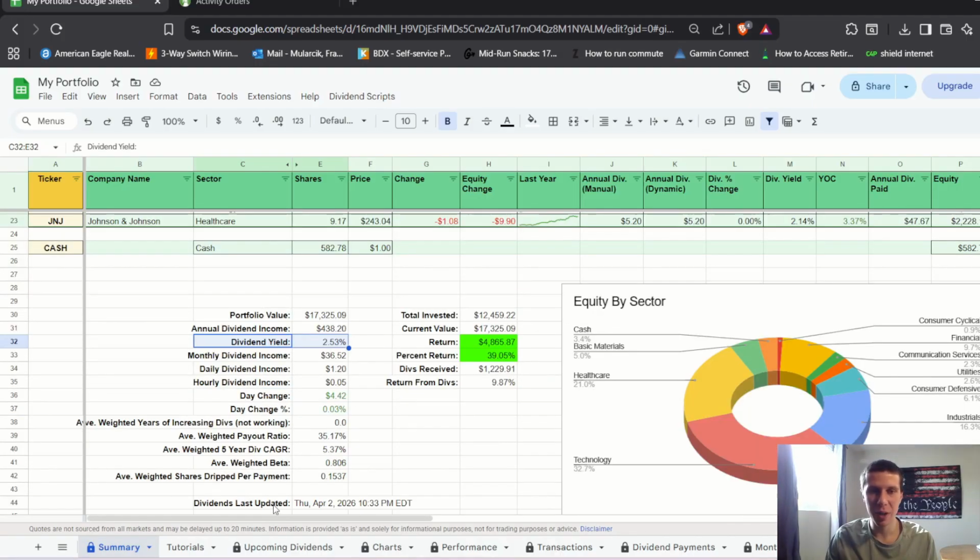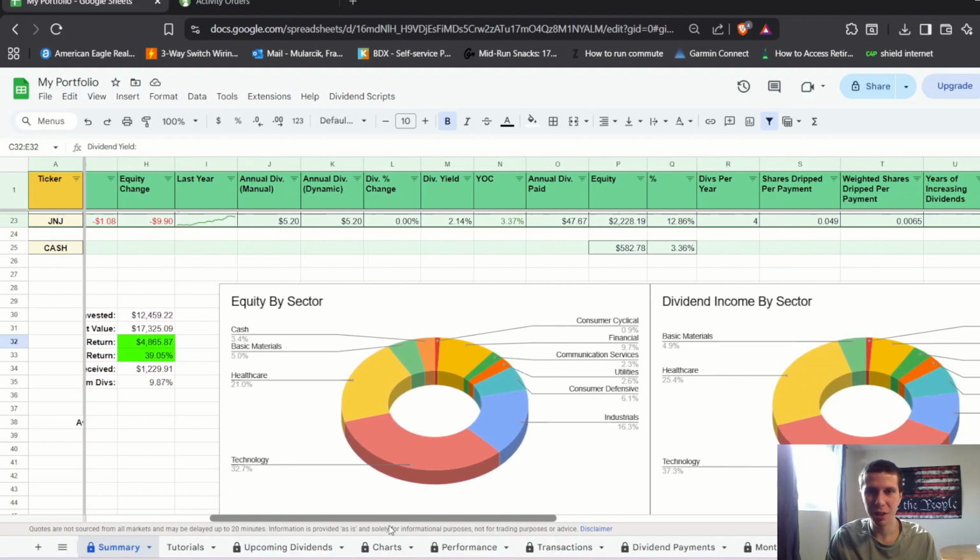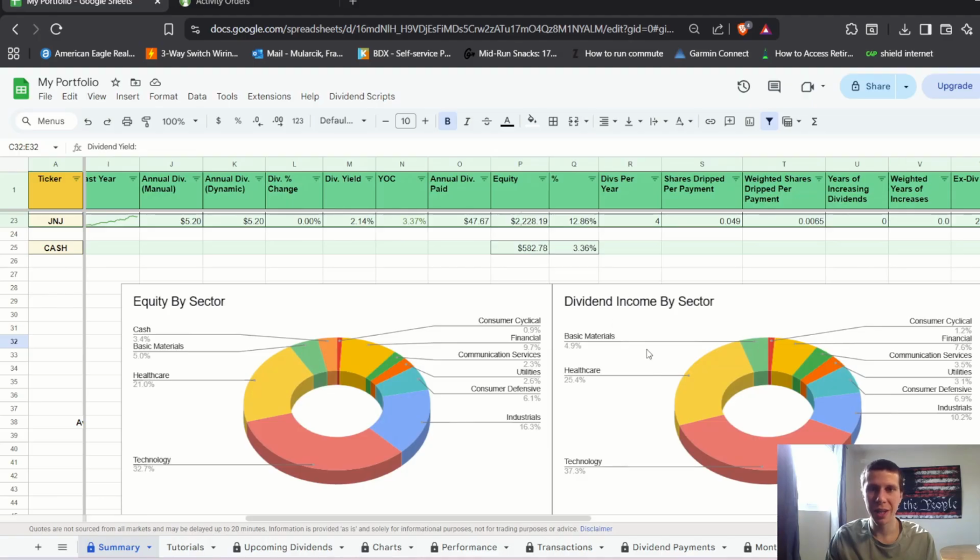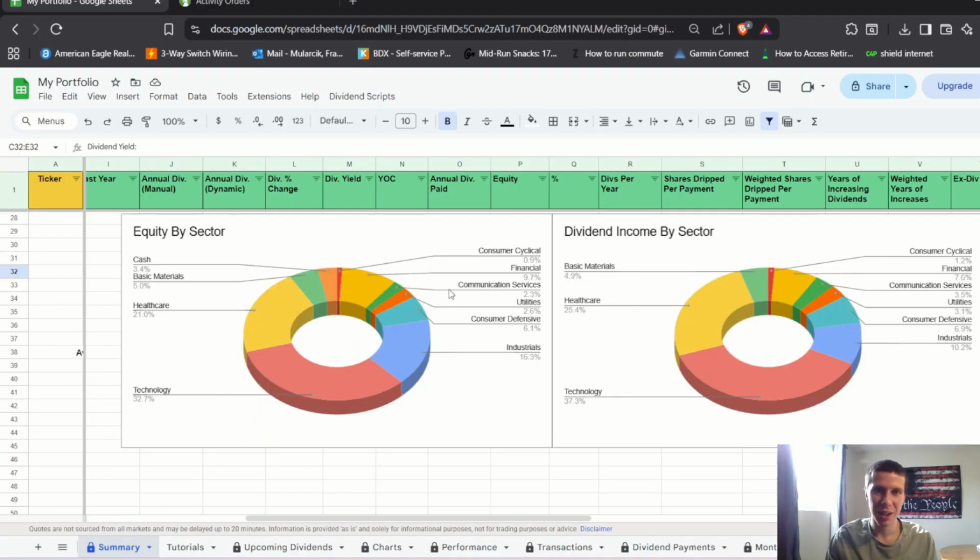If we look at equity by sector and dividend income by sector, still pretty heavy in tech and healthcare for sure. Industrials, I think, is the next up. So I don't really have a problem with that. Obviously, tech is a pretty big part of the overall market. Maybe you could argue I should be less in tech with this portfolio to hedge against all my other investments that are just in the overall market, which are heavy in tech.